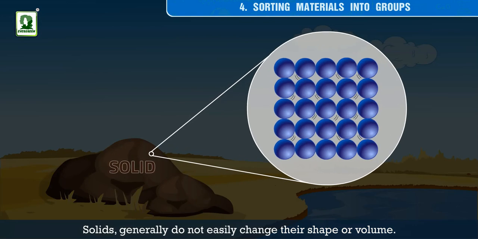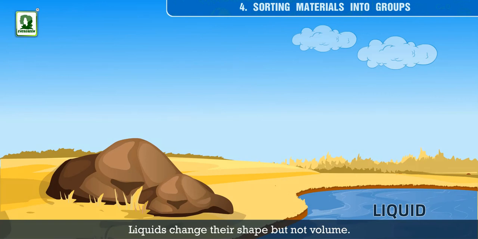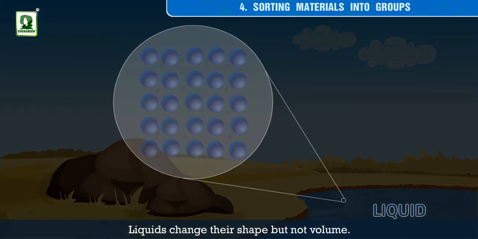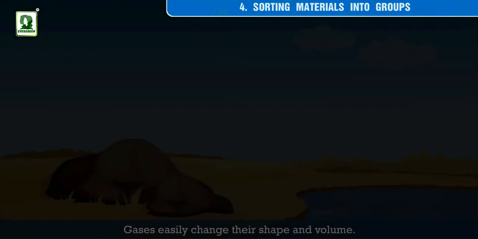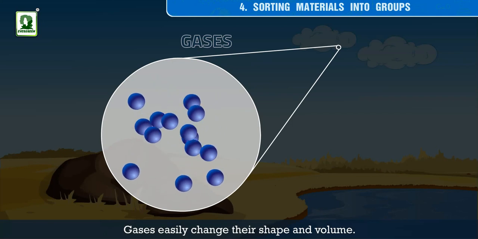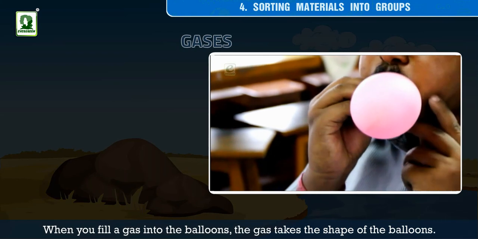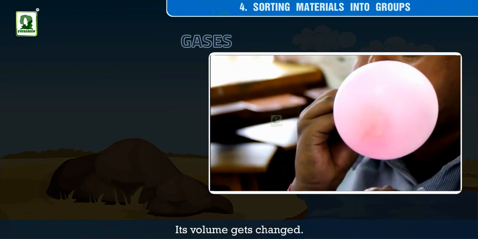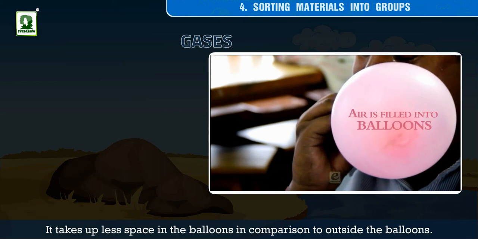Solids generally do not easily change their shape or volume. Liquids change their shape but not volume. Gases easily change their shape and volume. When you fill a gas into the balloons, the gas takes the shape of the balloons. Its volume gets changed. It takes up less space in the balloons in comparison to outside the balloons.